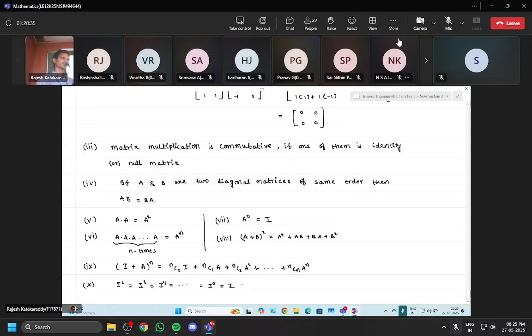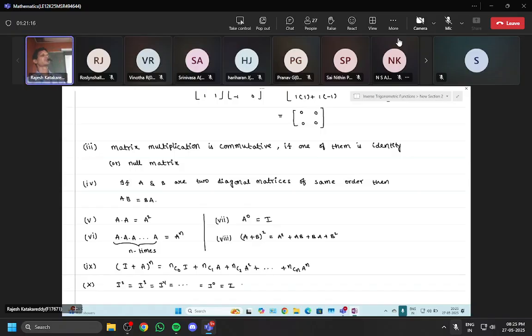First one, let A be a square matrix of order 3 and D be a diagonal matrix of order 3. Check whether AD is equal to DA or not. Clear? Second one, AD equals DA or not.